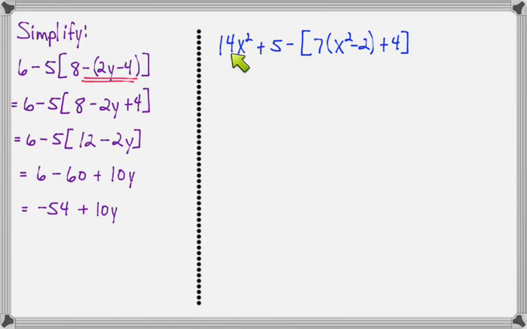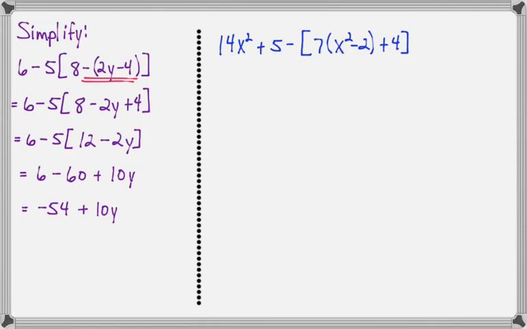We've got 14x squared plus 5 minus bracket 7 times parentheses x squared minus 2, plus 4, close the bracket. Okay, so again, we know we have to work inside the bracket first. Inside the bracket I have parentheses, so I have to do that first. Is there anything I can do inside the parentheses? No, these are not like terms. Okay, exponents come next. Is there anything I can do with that exponent? x squared. No, x is a variable, so you can't write it any simpler way than x squared.